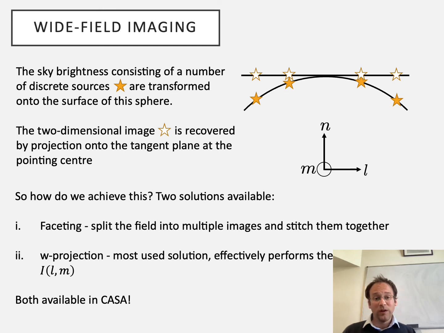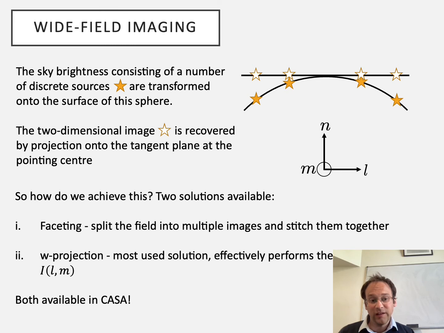And so what we need to do is somehow take those solid stars and project them into their correct position on the tangent plane, where the tangent plane is the tangent plane to the surface of the sphere at the position of the phase center. And so how do we actually achieve this? Well, there are two approaches.